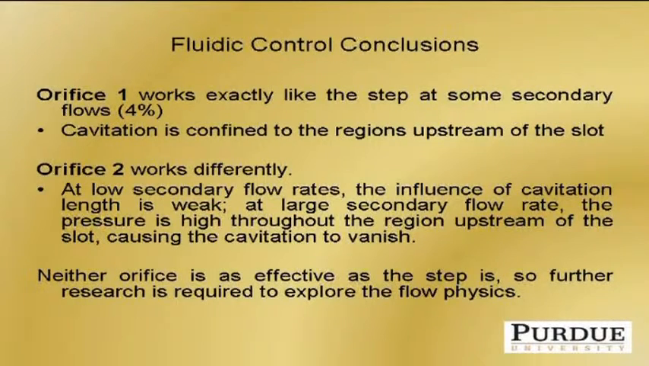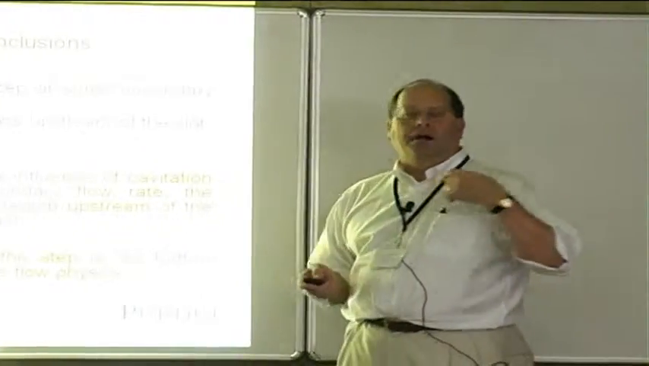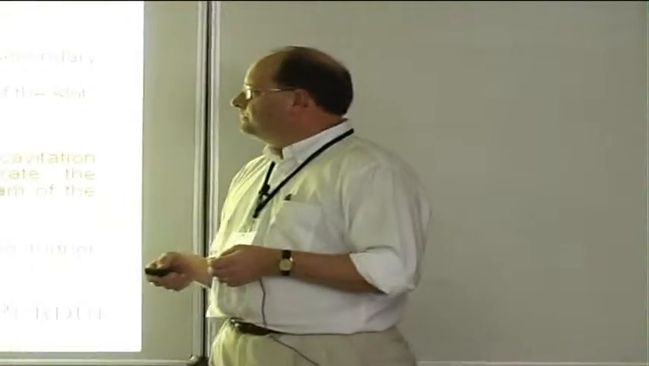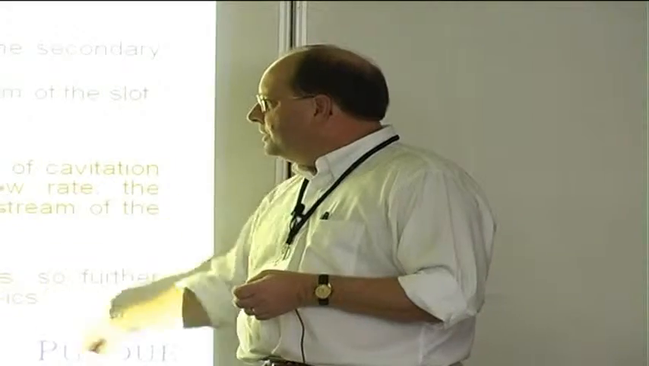So the fluidic control conclusions: this orifice I talked about works exactly like the step at some secondary flows. It confines cavitation to the regions upstream of the step, upstream of the slot. It controls hydraulic flip. The other one worked differently, but neither orifice is as effective as the step. And so really further research is needed to try to understand better what we are manipulating in the flow.